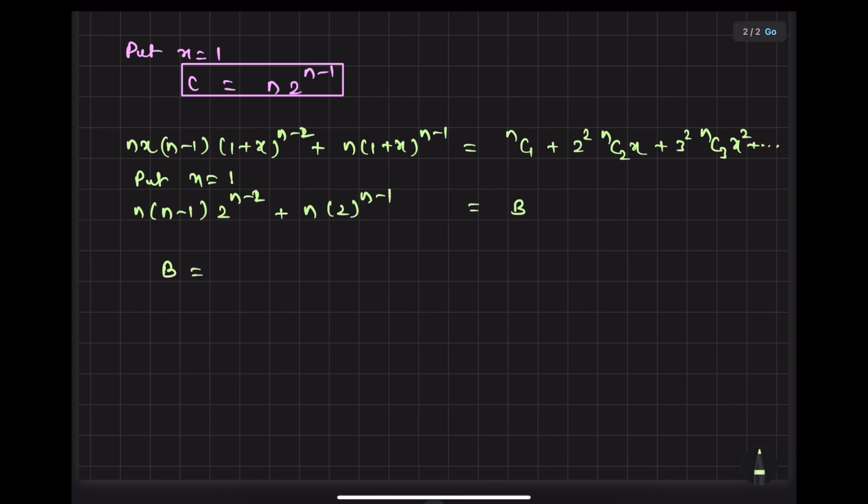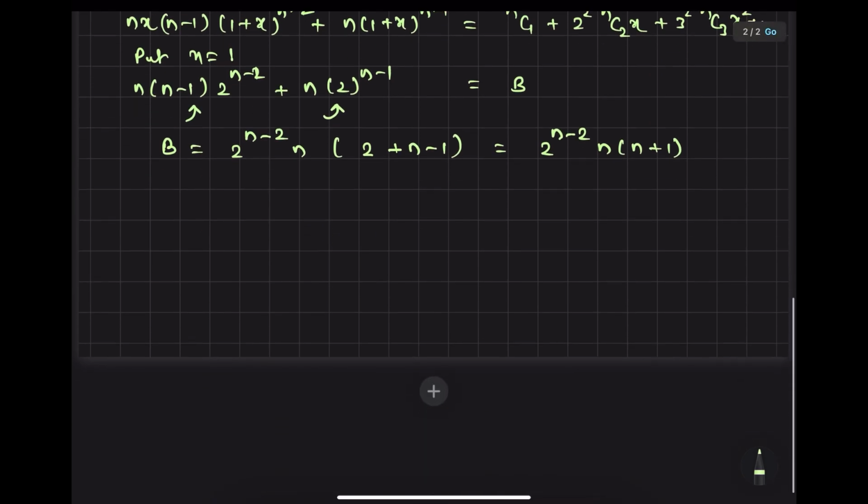So we will have 2 power n minus 2 into n common. Correct? So from here we will be having 2, and from this part we will be having plus n minus 1. So the thing is 2 power n minus 2 into n plus 1. Okay, so I hope that you got your A, B, C, D. Now just write down A, B, C, D.